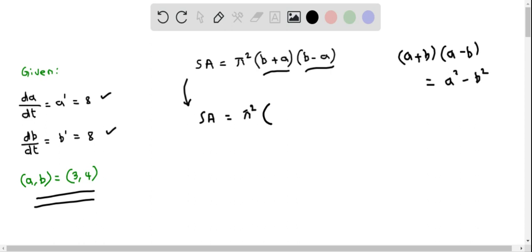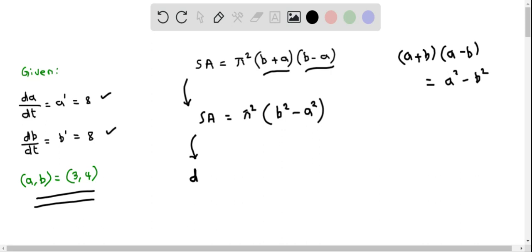So I can rewrite this as, when you multiply these two using difference of squares, we can write this as B squared minus A squared. So I just simplified this equation. Now find the derivative of the surface area with respect to time. So I'm going to differentiate both sides with respect to time.